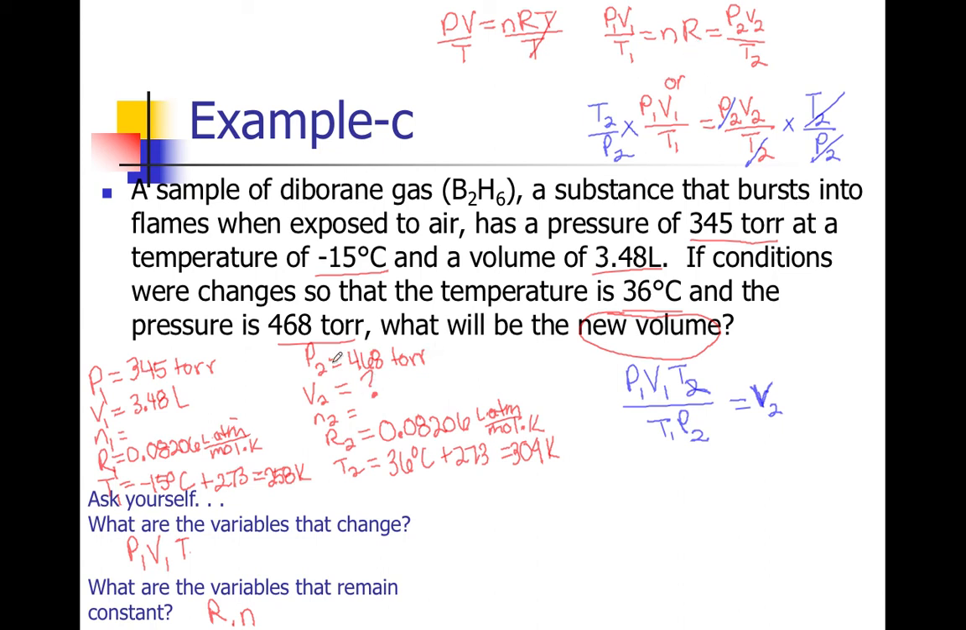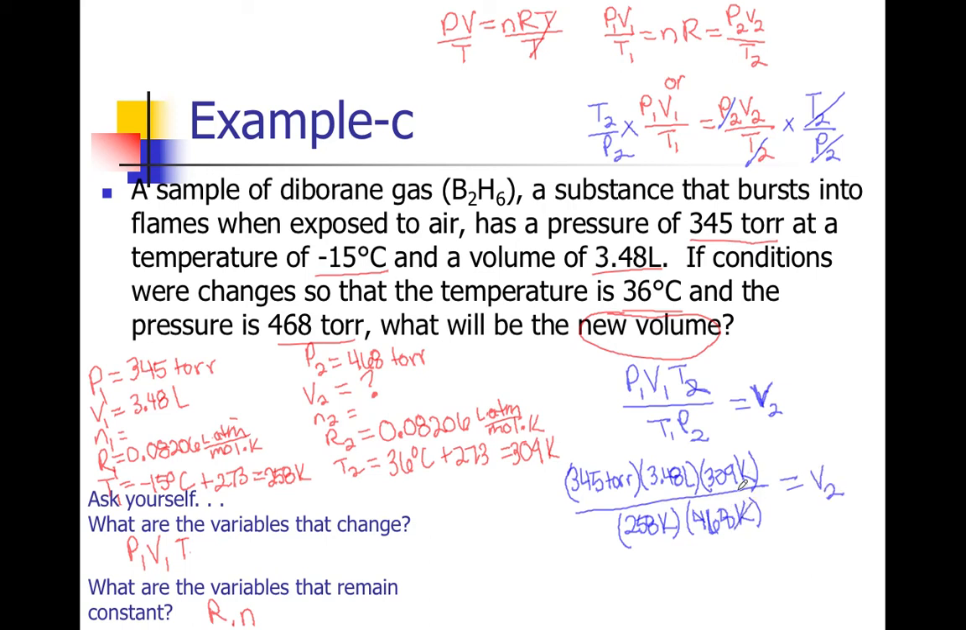So now, plugging our numbers into this equation, because we were able to get rid of our R value, we can use the torr for our pressure. So we're going to have 345 torr times our first volume, which is 3.48 liters, times our second temperature, which is 309 Kelvin, divided by the first temperature, which is 258 Kelvin, times P2, which is 468 torr, all that is equal to V2.